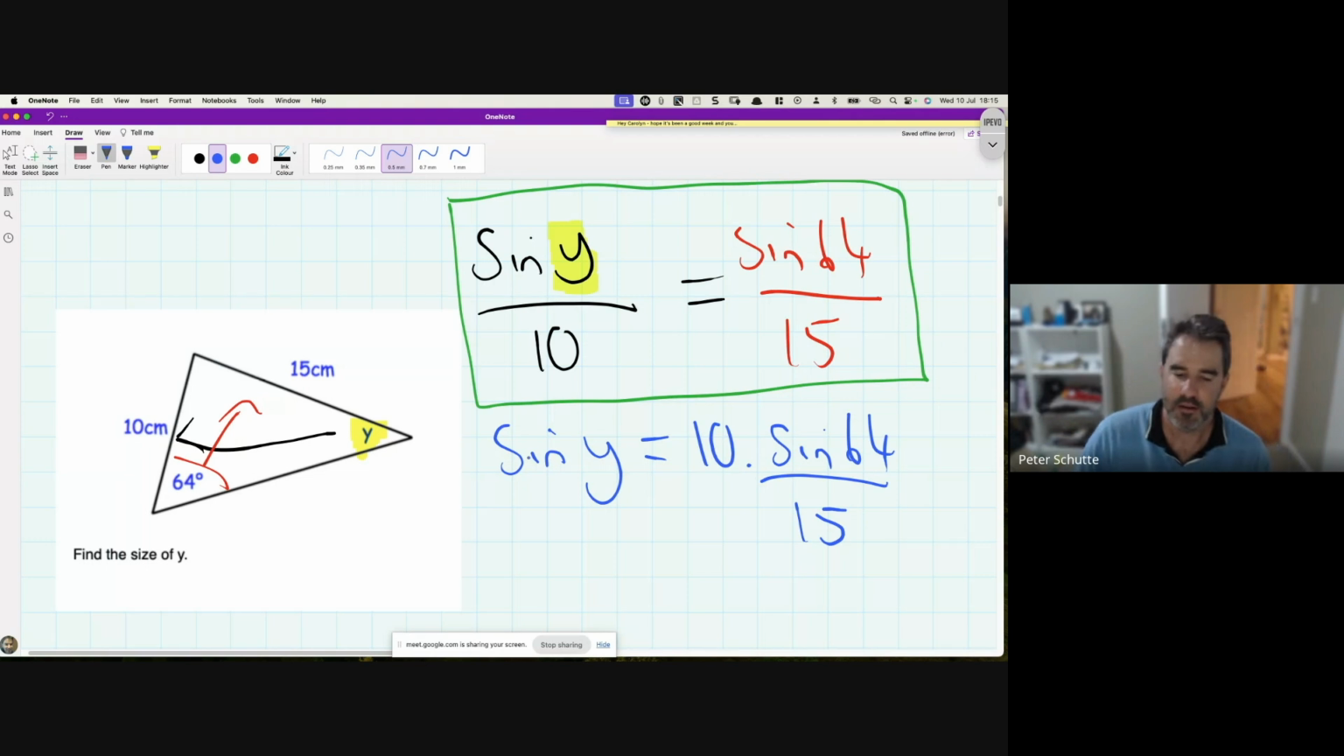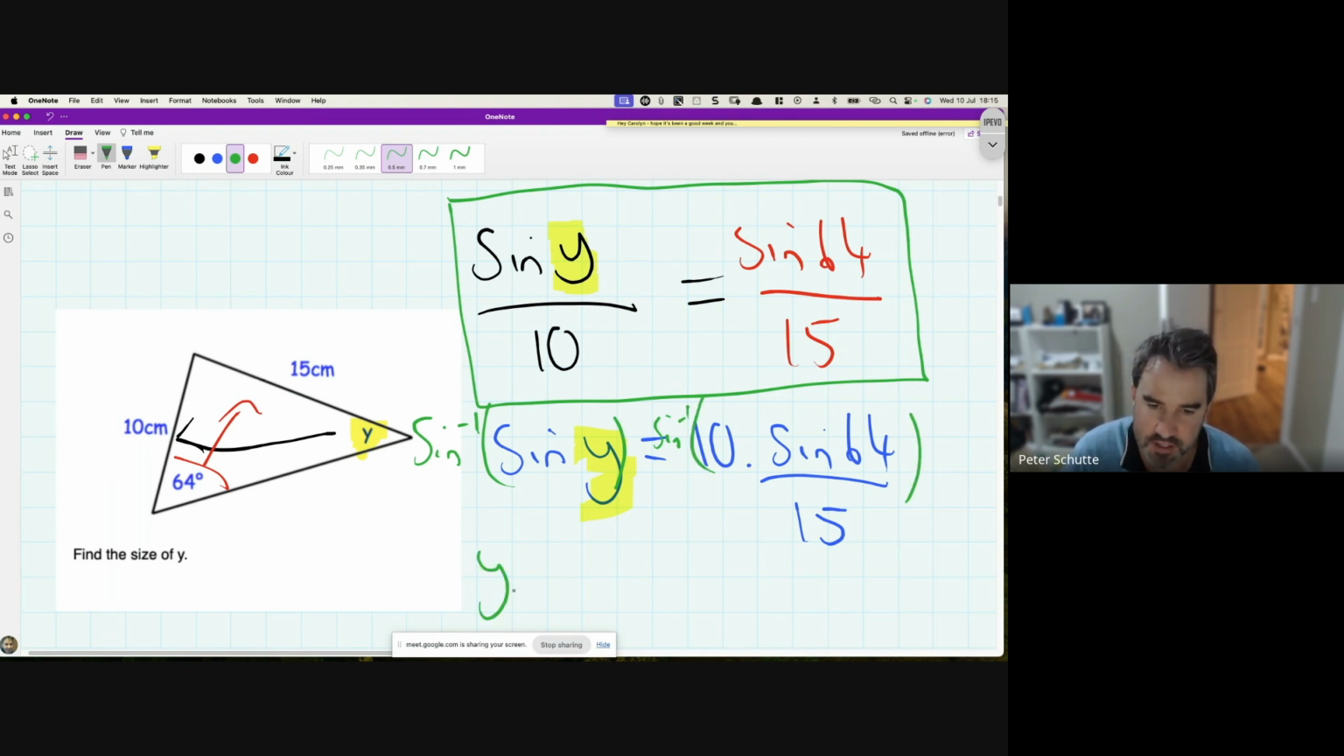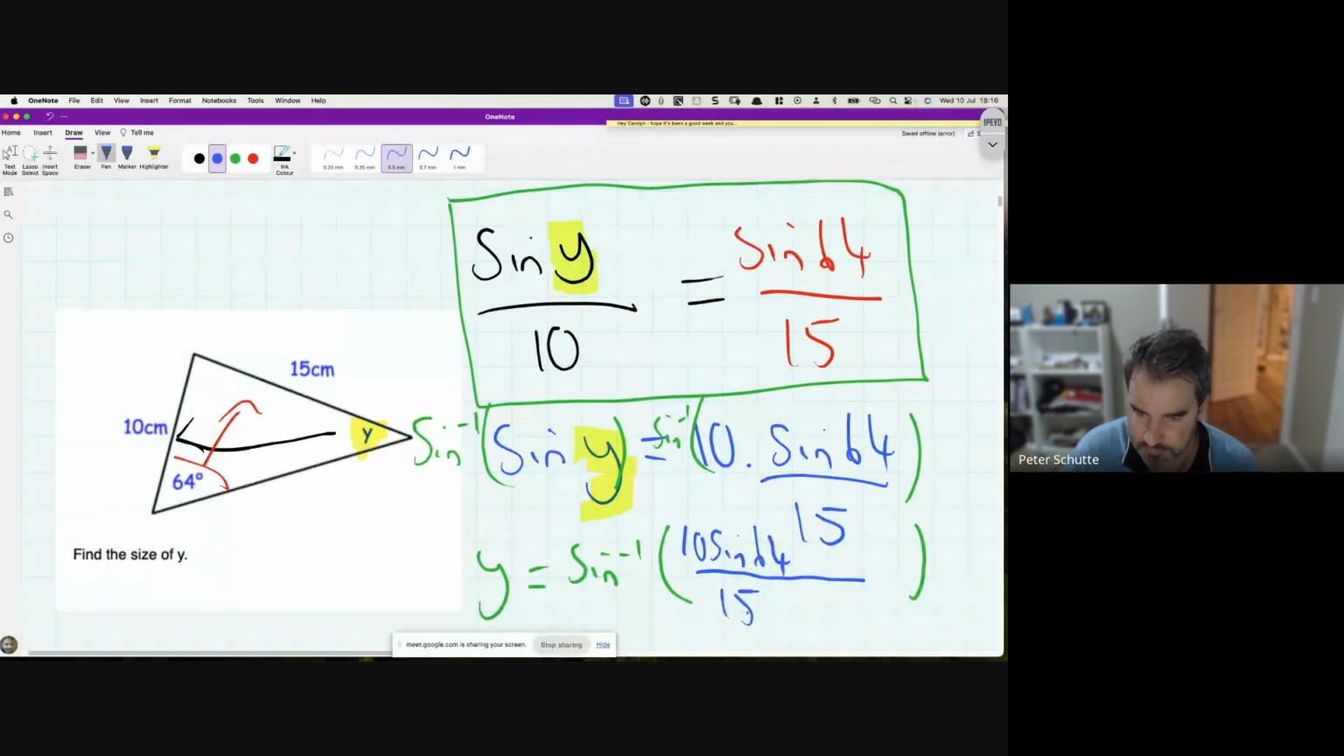Okay. Now, in order to unlock the y, we need to use the inverse sine function. So Stephen, hang in there, I'm going to do another example now. In order to undo this, I need to use the inverse sine function, but I need to apply it on both sides. And basically what I need to put in my calculator to make this work is shift sine to get inverse, and then I'm going to type 10 sine 64 over 15.